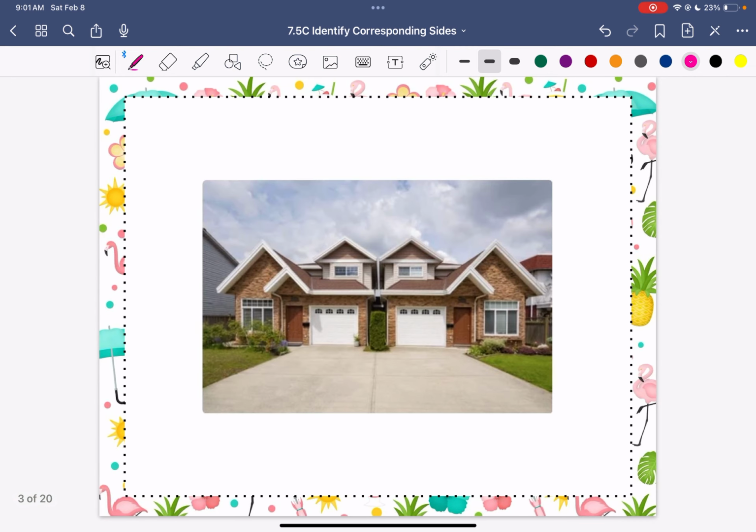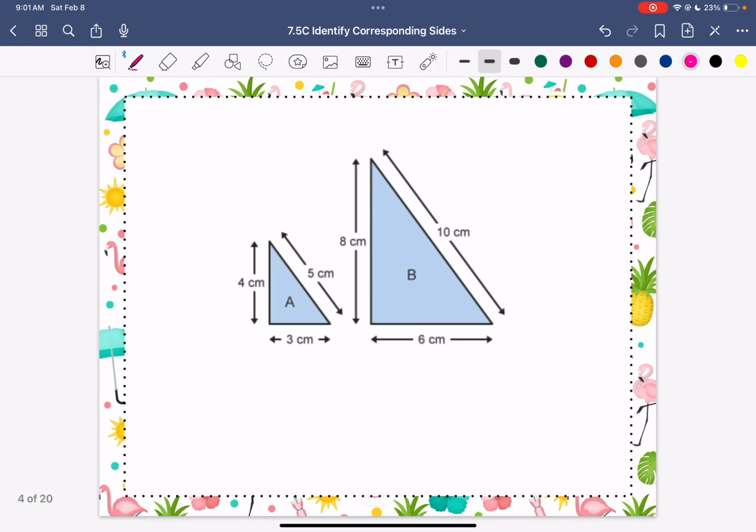Now, for this one, if you put house number 1 on top of house number 2, would the front doors be in the same spot? No, meaning they're not corresponding. So corresponding is in the same place. For similar figures, you've got to be able to identify corresponding sides.